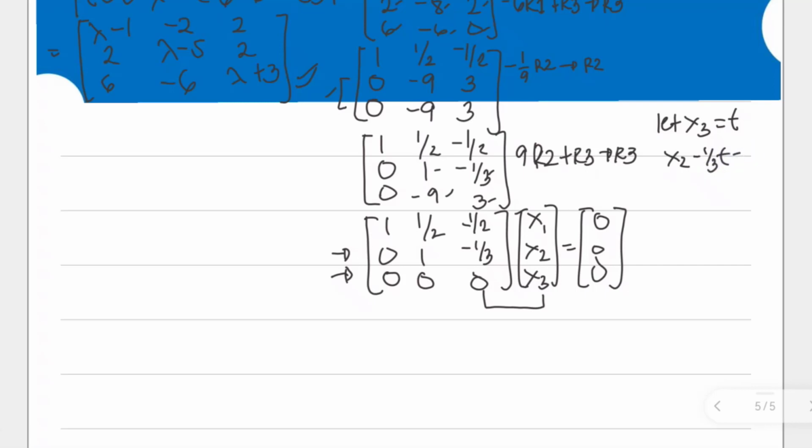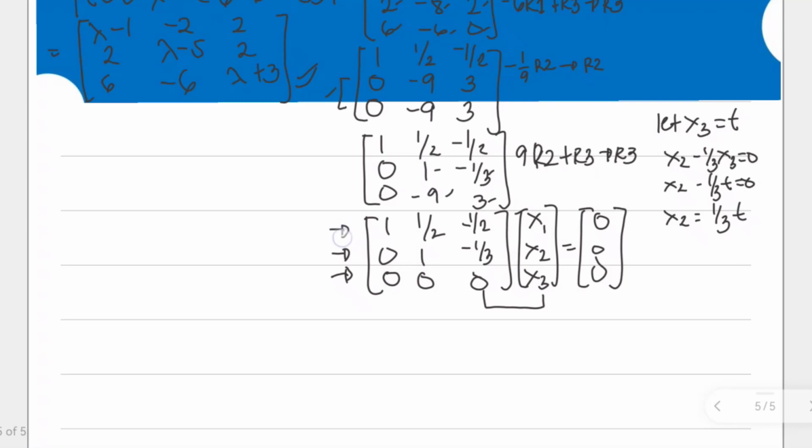Or let me construct it correctly first. x sub 2 minus 1/3 of x sub 3 equal to 0. So x sub 2 minus 1/3 of our x sub 3, which is t, equal to 0. x sub 2 is 1/3 of t. Okay, so that's for our x sub 2.